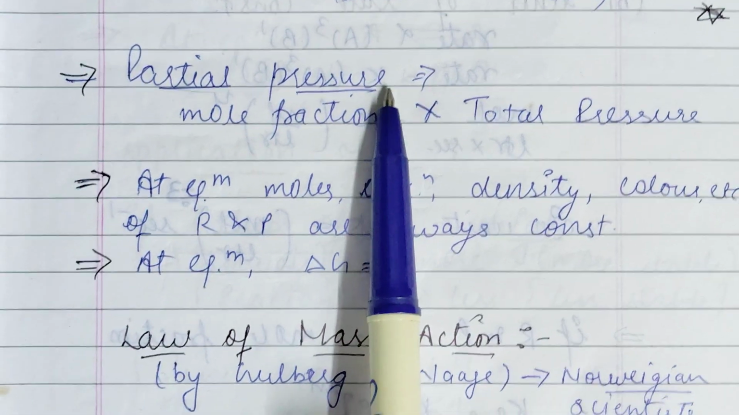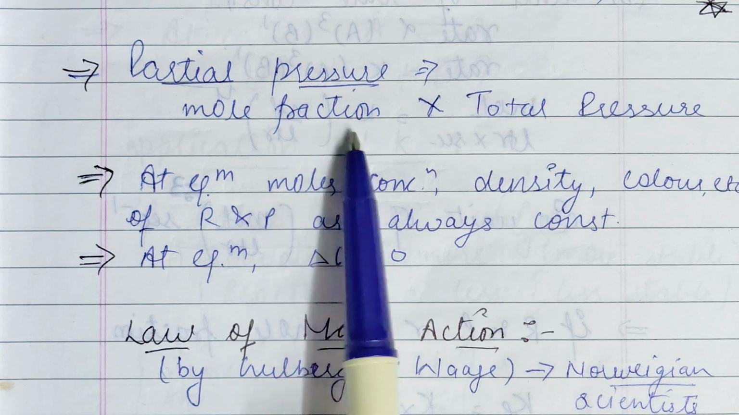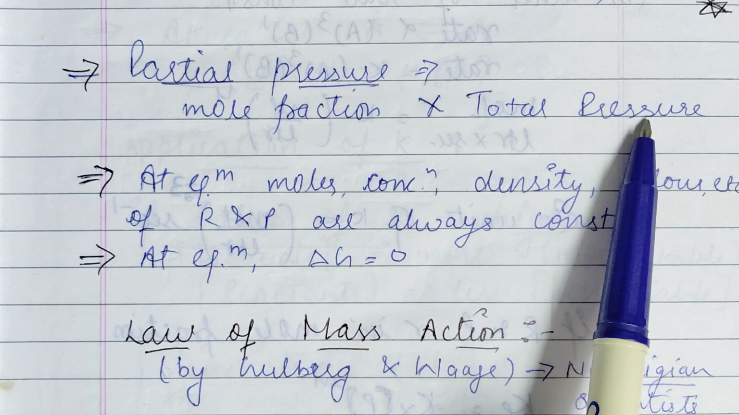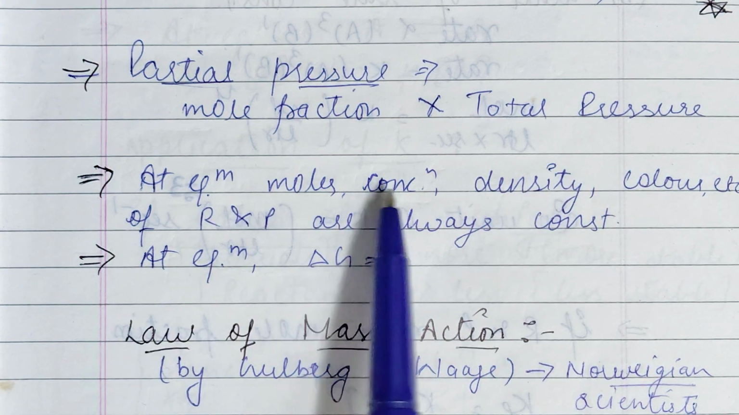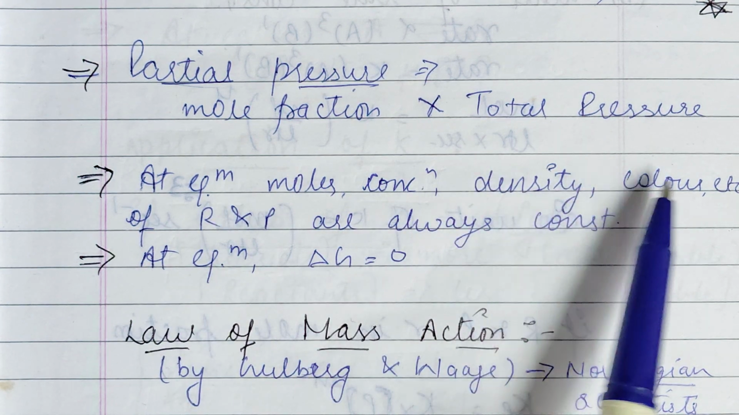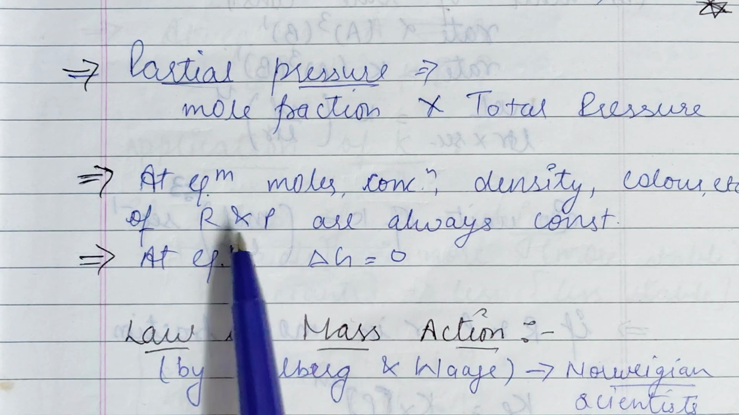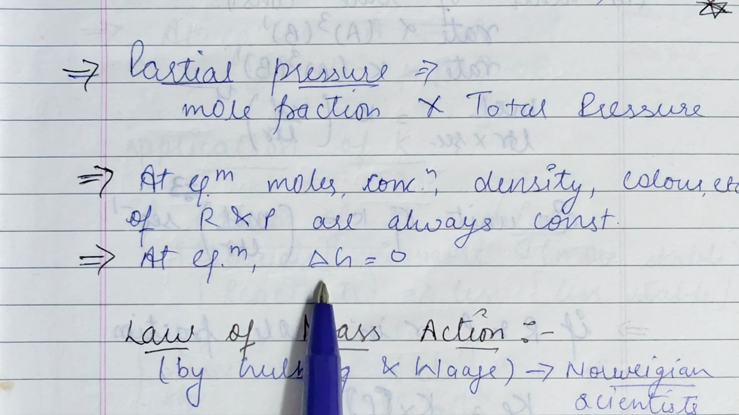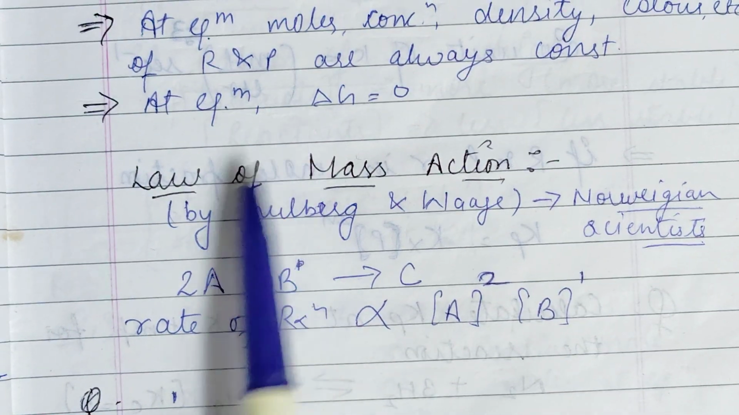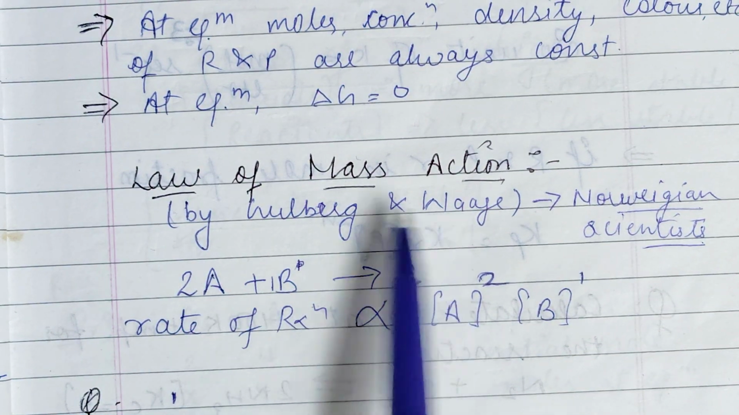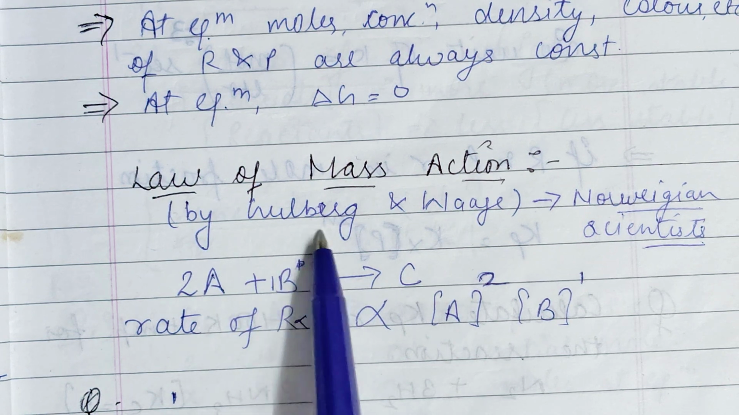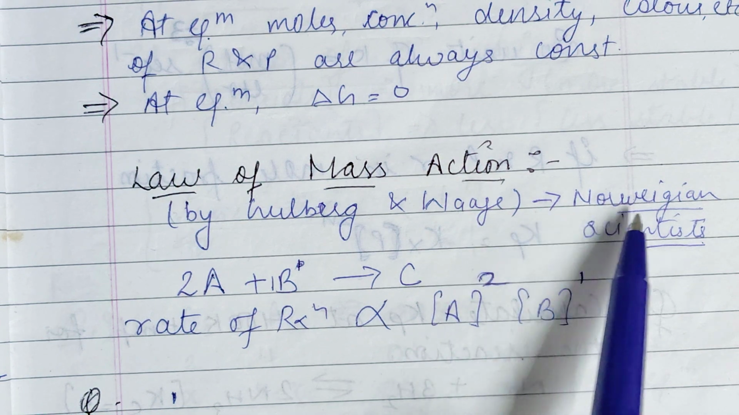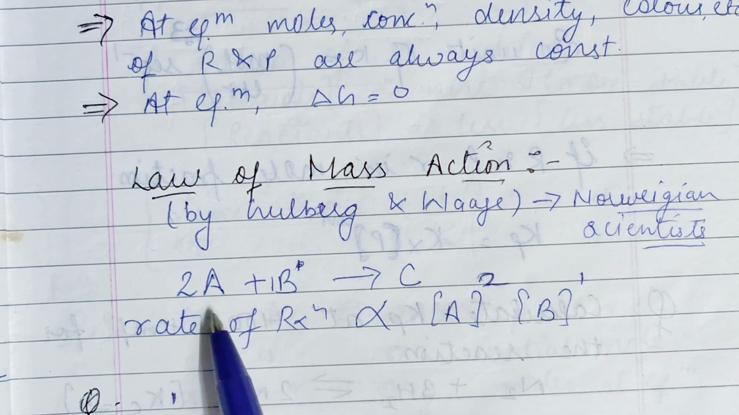Partial pressure equals mole fraction multiplied by total pressure. At equilibrium, the mole concentration, density, color, etc. of R and P are always constant. At equilibrium, delta G equals 0. Law of mass action was given by Guldberg and Waage, Norwegian scientists.